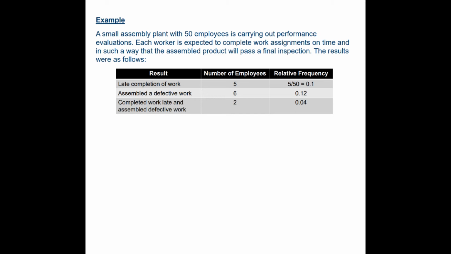And 6 divided by 50 is 12%. 2 employees complete work late and produce defective products. So 2 out of 50 is 4%. We use frequency instead of numbers.